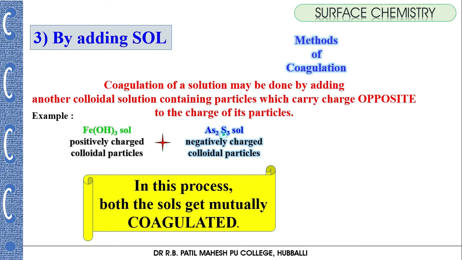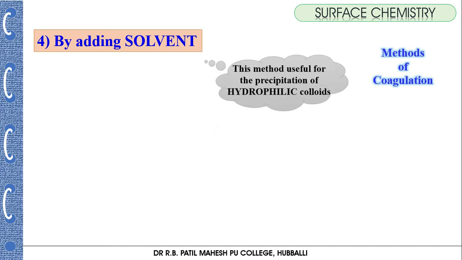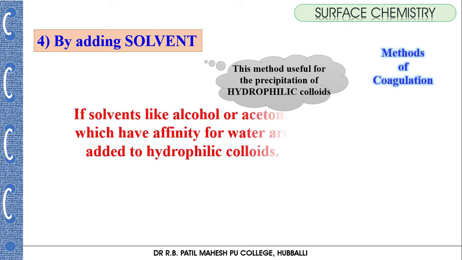The next method employed is by adding solvent. When a suitable solvent is added to the colloidal solution, the solvent forms a bond with the medium either through hydrogen bond or through dipole-dipole moment. As a result, colloidal particles get dehydrated and lead to the formation of coagulation. This method is useful for the precipitation of hydrophilic colloids, students.